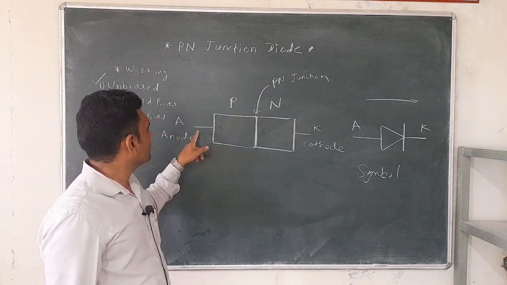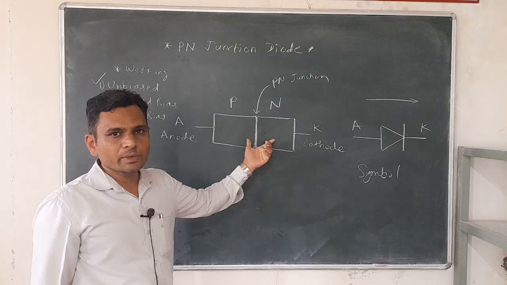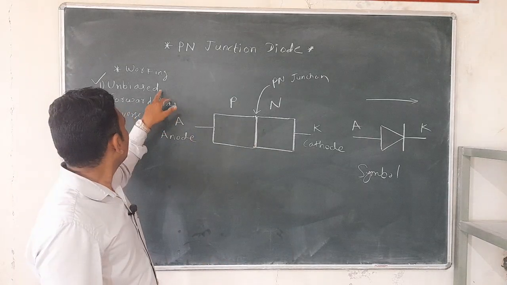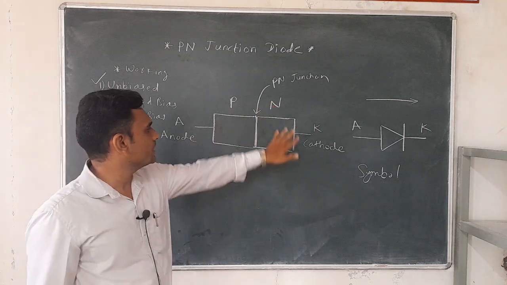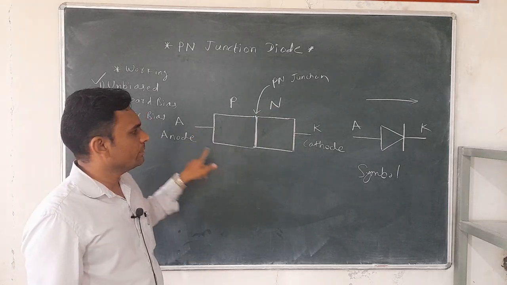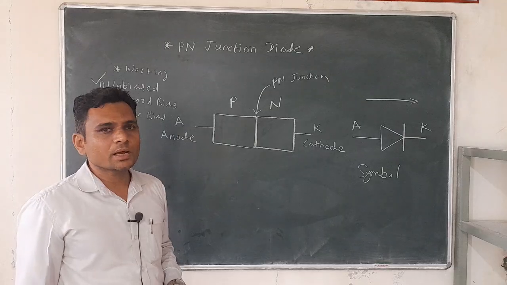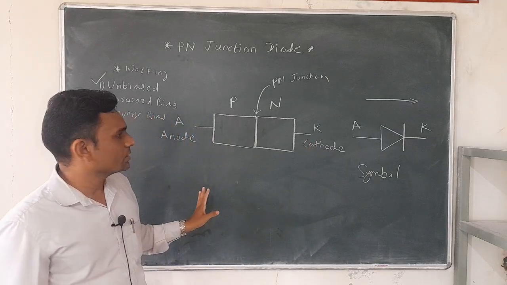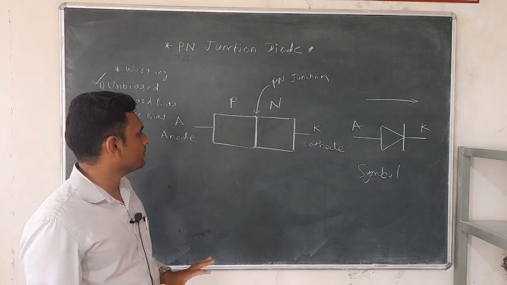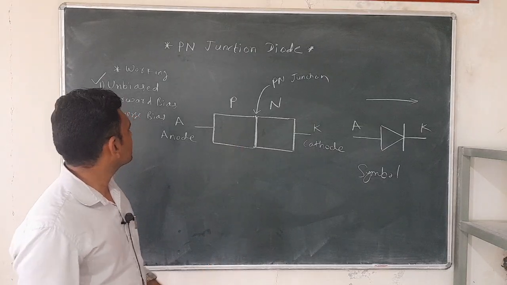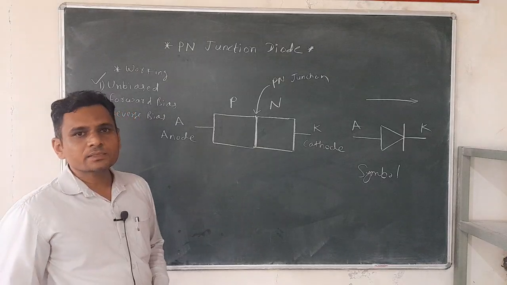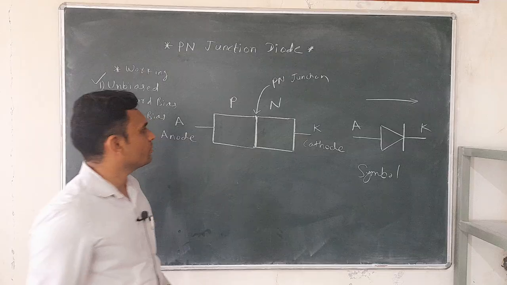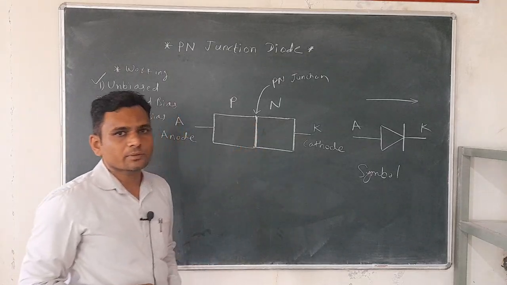When the external voltage across the terminals of the PN junction diode is 0, it is called unbiased condition. Here in this diagram, both terminals of this PN junction diode are open and external voltage is not connected. So this is called unbiased condition. In unbiased condition, a depletion region is formed across the junction.